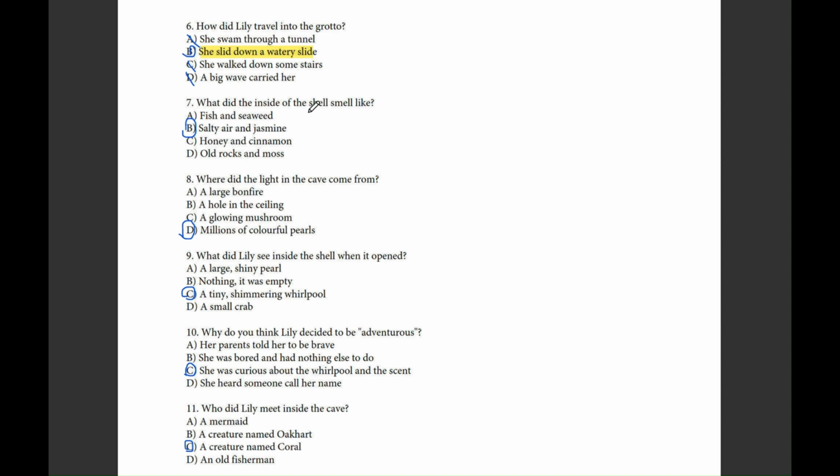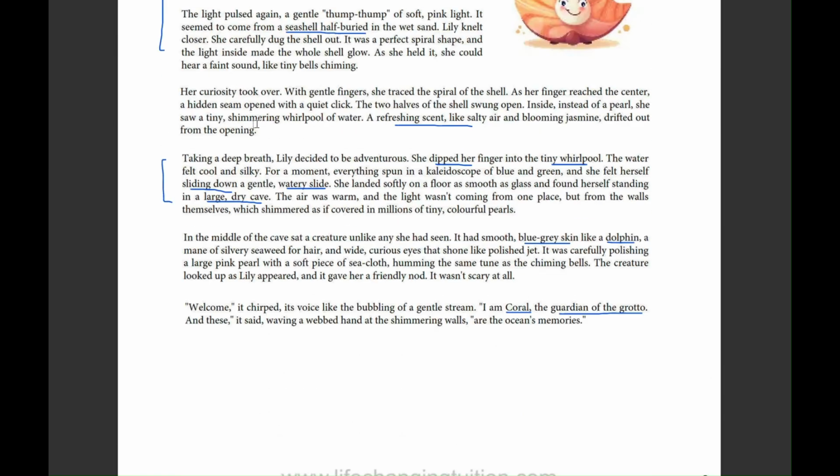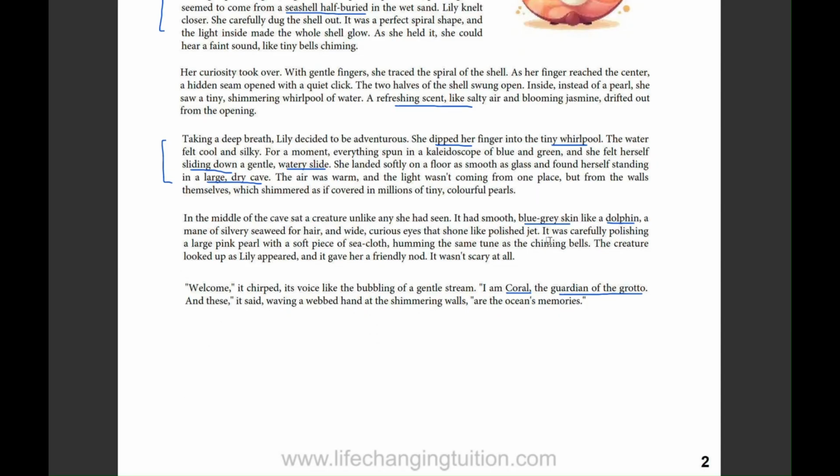What did the inside of the shell smell like? Choices: A. Fish and seaweed, B. Salty air and jasmine, C. Honey and cinnamon, D. Old rocks and moss. Why not A, C, D? They don't match the scent named. Answer: B. Salty air and jasmine. The opening releases a refreshing scent like salty air and jasmine.